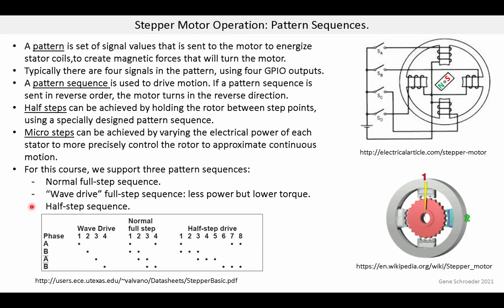So this table shows the pattern sequences. The rows represent the 4 wires that we're driving. And these columns for each pattern show the steps in the sequence. And then these dots show which signals or which coils are energized at each step in the sequence. Now over here, I show this picture to show a pattern sequence in operation. It's a little animated GIF, which I think is pretty clever. And I believe it came from Wikipedia. And now this diagram, I think, is showing wave drive, because looking at this, there's just one stator energized at a time.